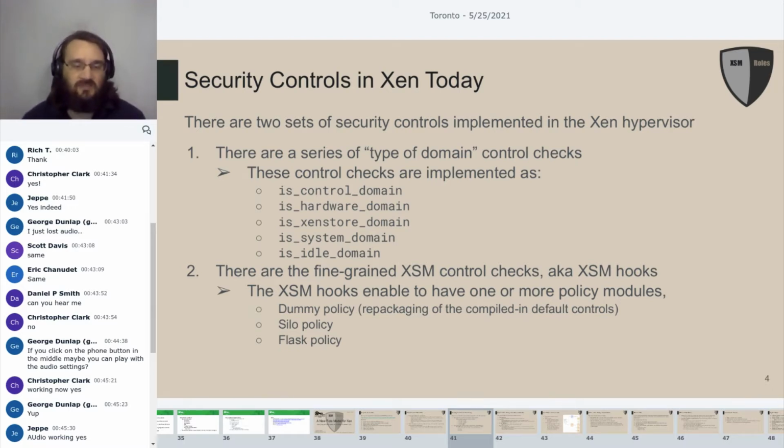And then there are the fine-grained XSM control checks, or the XSM hooks, that are distributed throughout the hypervisor itself. These hooks are what's used to enable one or more policy modules, of which the two more well-known are the dummy policy and the flask policy, as well as the silo policy. The dummy policy is one I think is interesting. Some people may not be aware exactly how that one works.